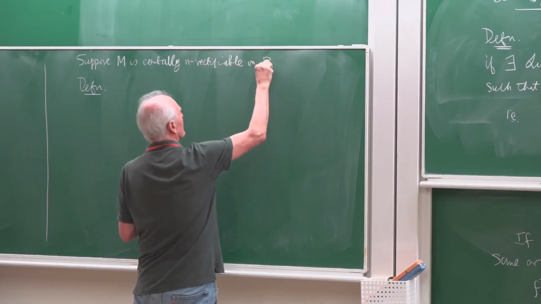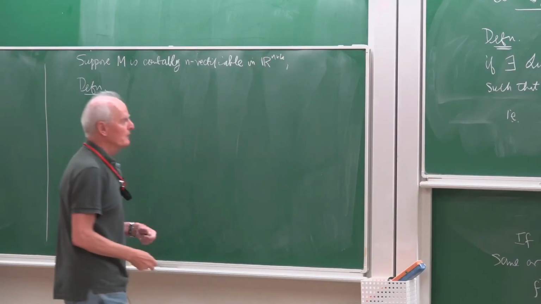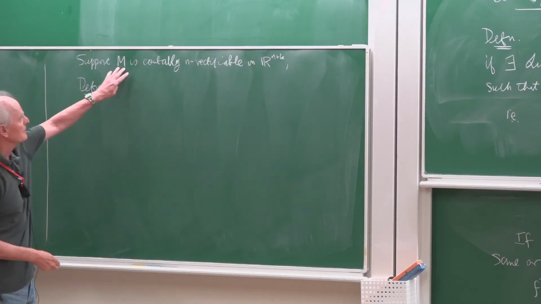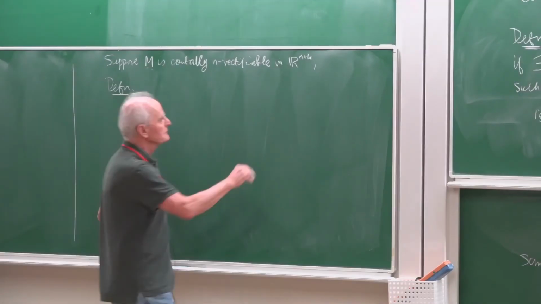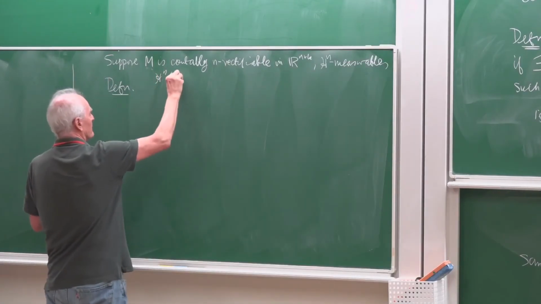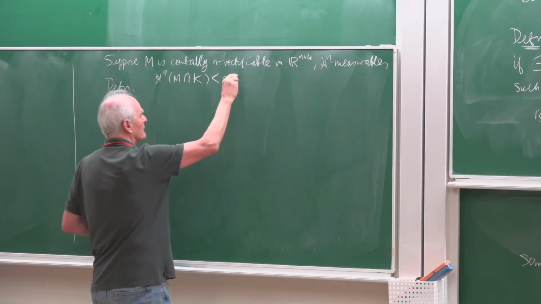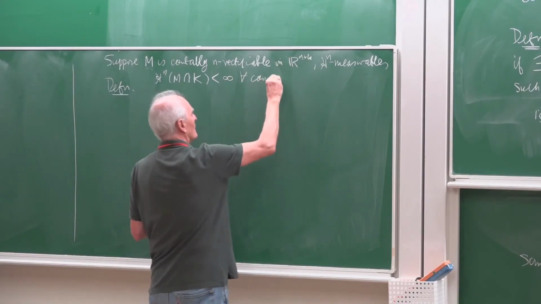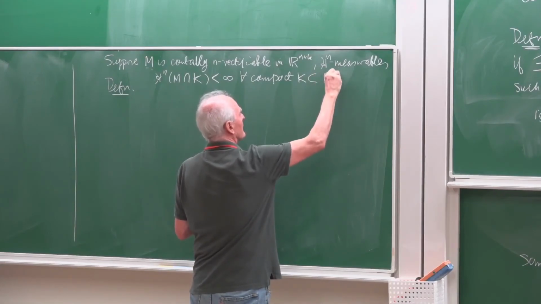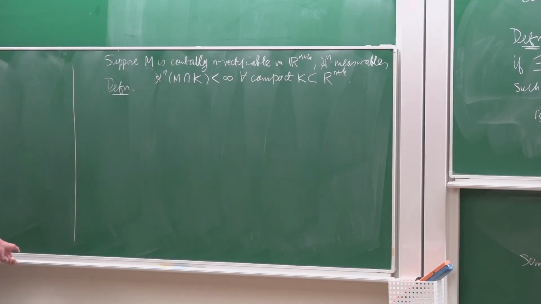In R^(n+K). And from now on we'll impose a couple of extra conditions. One is I want it to be H^n measurable always. We haven't been assuming that so far. And H^n of M intersect K should also be finite, a locally finite measure, for every compact K contained in R^(n+K). So we'll assume that from now on.